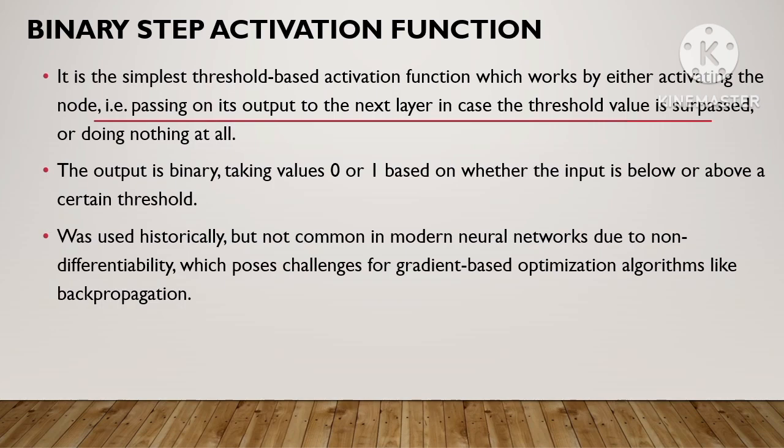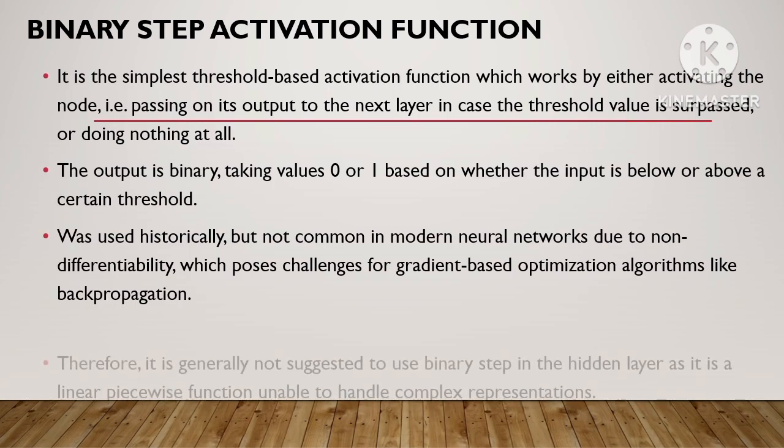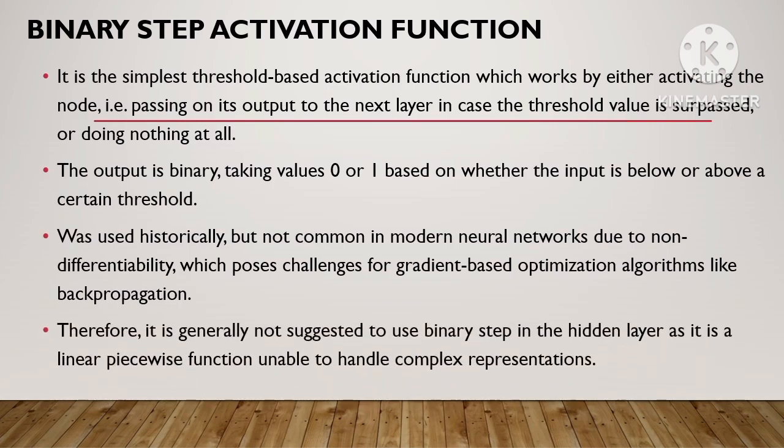So the binary step activation function was used historically, but nowadays neural networks continue to be more complex, and this one just relies on a binary output, that is 0 or 1. So it's not much used nowadays. Therefore, it is generally not suggested to use the binary step activation function in the hidden layer, as it is a piecewise linear function, which is unable to handle complex representations. That's why it's not very commonly used nowadays.